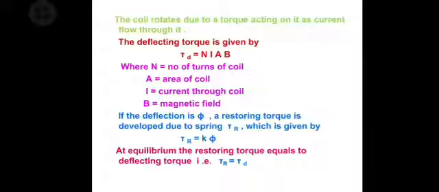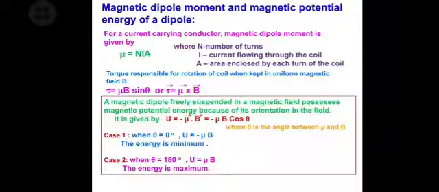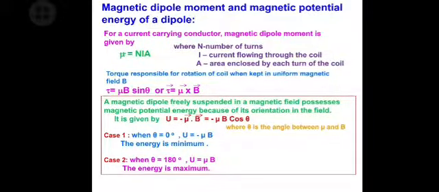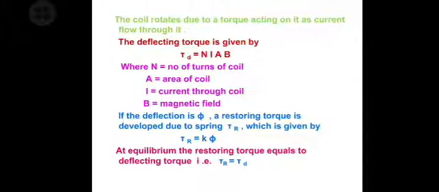Here K is called a constant, or a restoring constant. In equilibrium, both the torques are balanced, and hence we can write, in the equilibrium position, Tr = Td. And you can equate both the torques. If you equate both the torques, you will get deflection phi = NAB upon K into I.